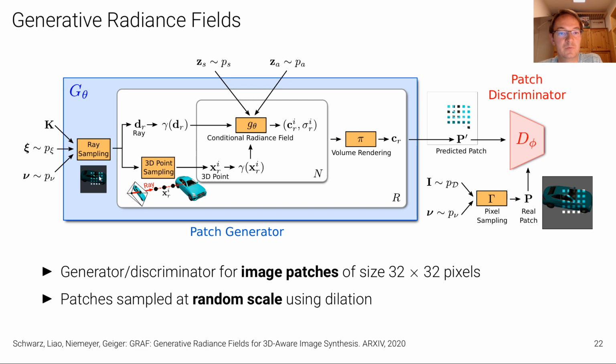And then for each ray on this patch, we can query the color of this radiance field by doing 3D sampling along each ray and querying the radiance field and doing volume rendering in order to obtain this patch. And then we can sample the same patch from a real image and compare these two, which is what our patch discriminator does.